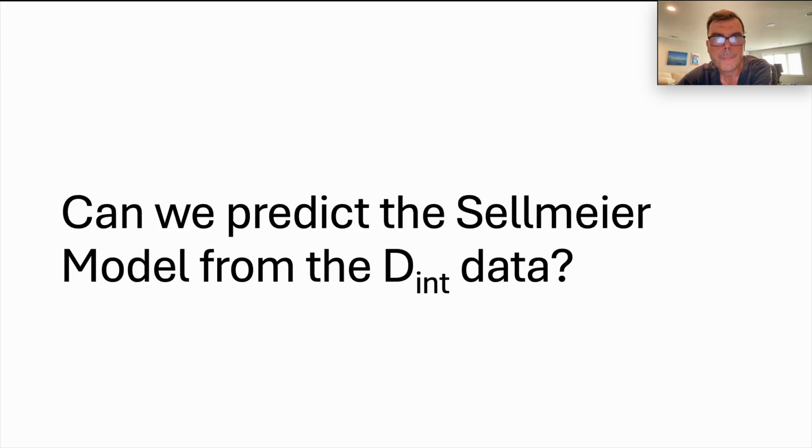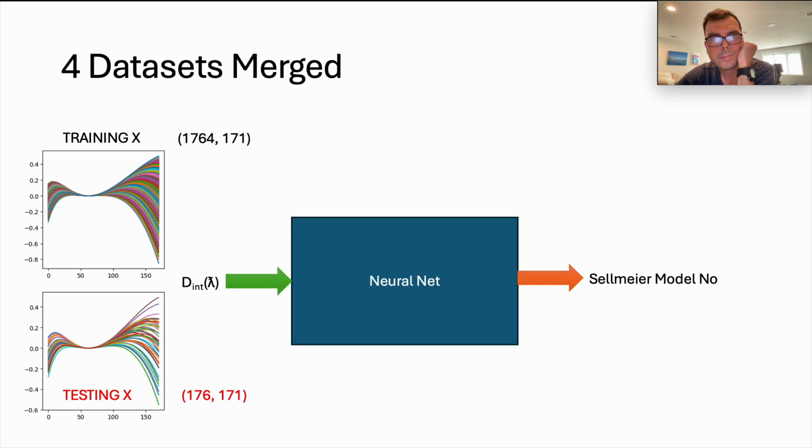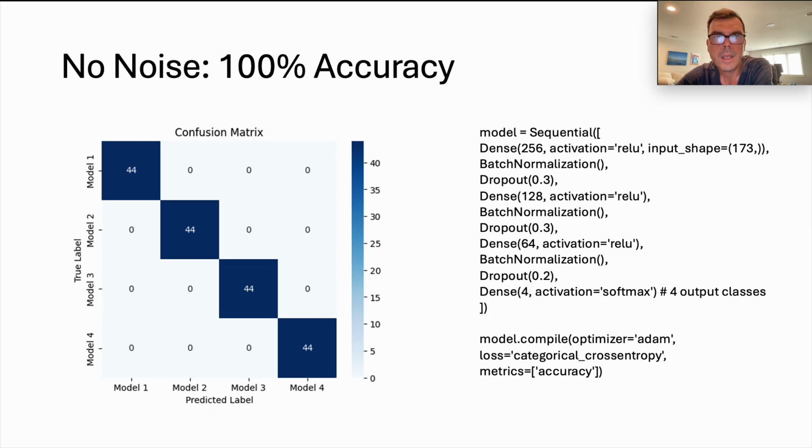All right. The last question was, can we predict the Sellmeier model from the integrated dispersion data? In this case, the input is the same, the integrated dispersions, but the output is just a category. And we have 4 categories, 1, 2, 3, 4. So this is a categorization problem, not a regression problem. And you see, we use a softmax activation function in the last layer. The softmax activation function produces the probability of each group.